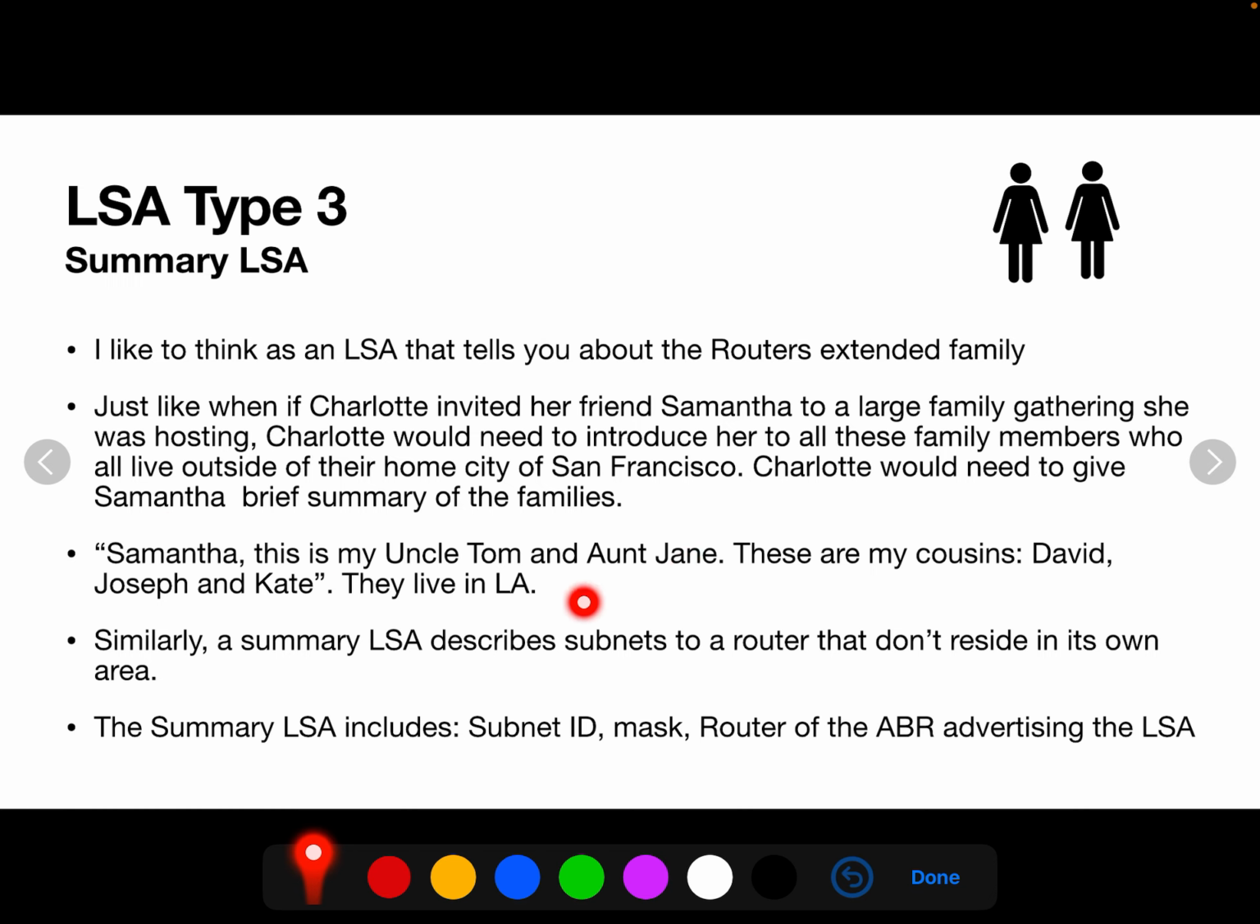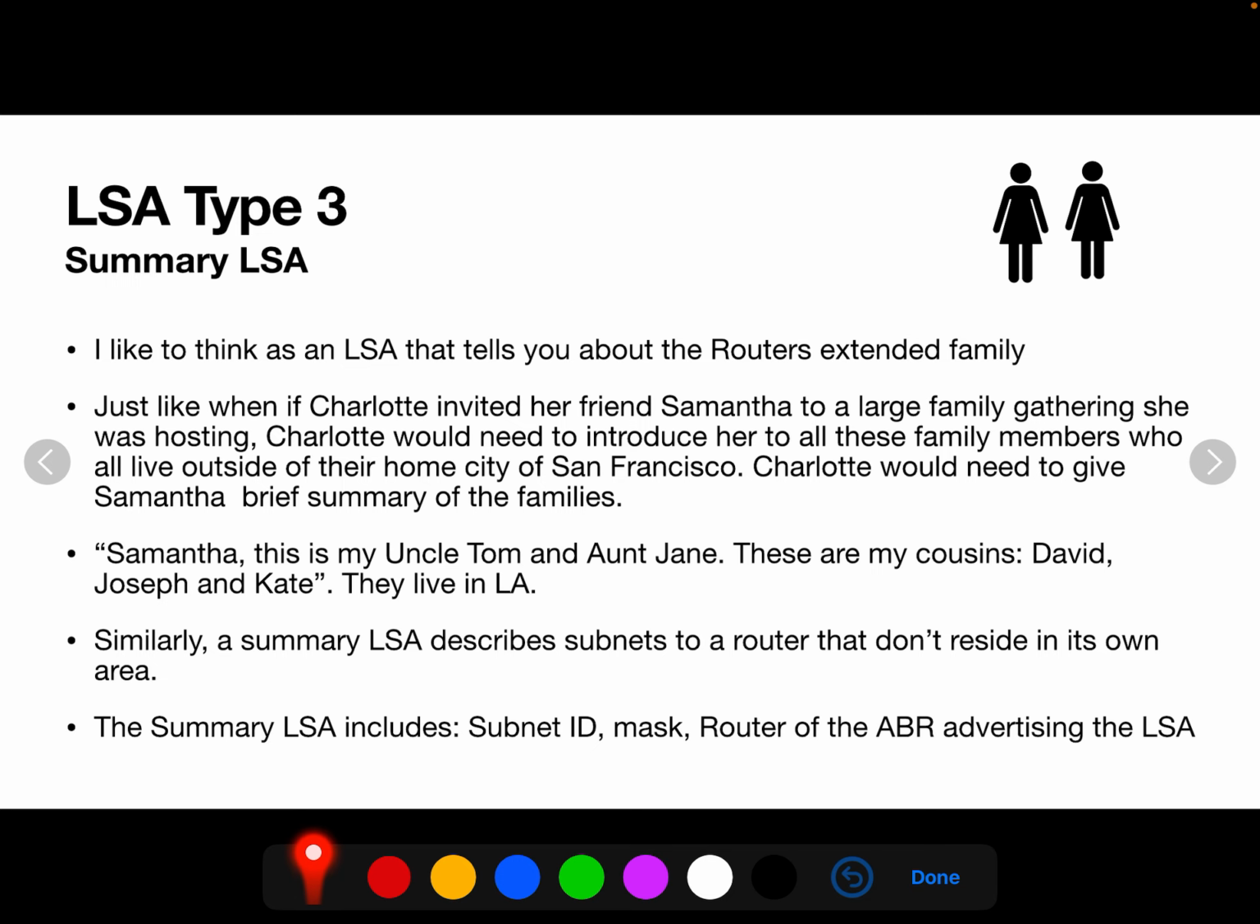David, Joseph, and Kate, and they live in LA. So that gives a summary of who those individuals are, who that family is. So we can think of that as the subnet ID, who that family is, and where they live. And that's like the area, because that's a different area, so to speak, than San Francisco.